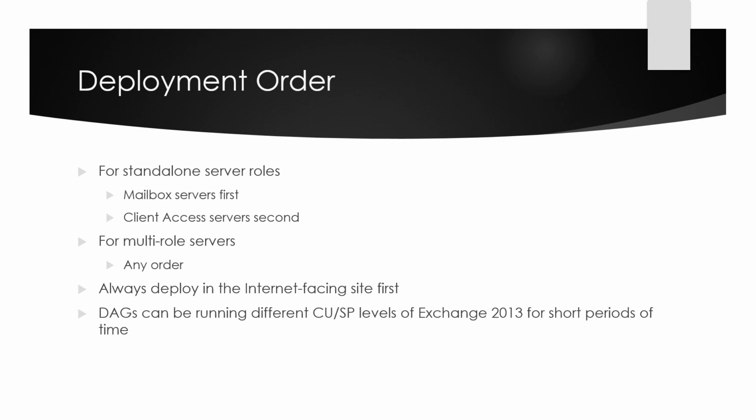Now, for database availability groups, of course, you can be running different CU and service pack levels of Exchange for short periods of time amongst those DAG members, because obviously you can't upgrade them all at once. You'll be upgrading them one at a time. So it is supported to have them at different product levels for short periods of time, but it is recommended that you only do that for short periods and you plan to deploy to the same build across your entire DAG within a reasonably short period of time.